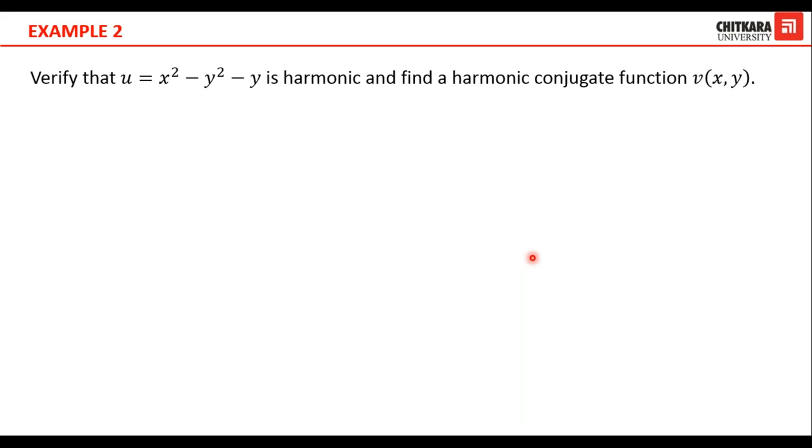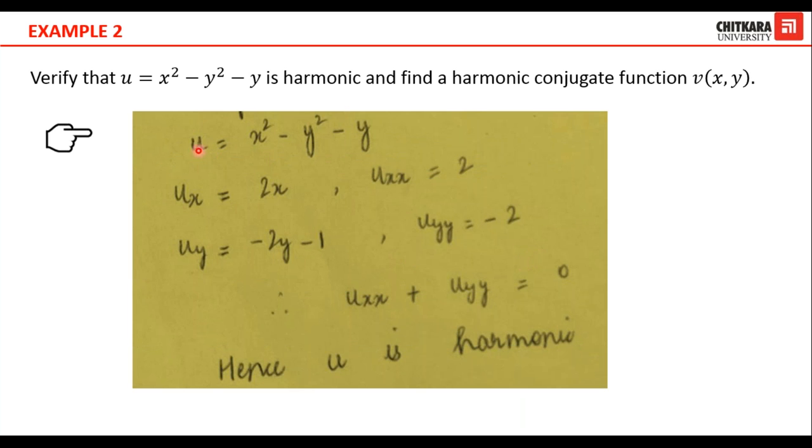So your first job is to calculate the partial derivatives. If u is x squared minus y squared minus y, what is ux? I can use this notation; I think we have done this notation in PDE. So ux is equal to 2x. So what will be uxx? It will be equal to 2. Likewise, uy is minus 2y minus 1. So what will be uyy? It will be equal to minus 2.